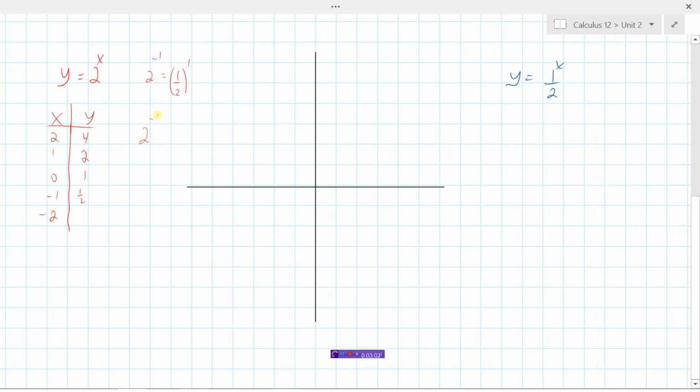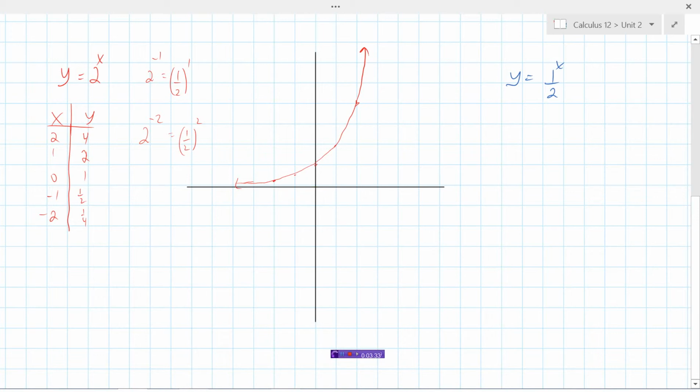And 2 to the power of negative 2 is the same thing as 1/2 to the power of positive 2. Negative exponent, reciprocal of the base. 1/2 squared is 1/4. So when x is minus 2, this y value was 1/4, negative 1 was 1/2, 0 was 1, 1 was 2, 2 was 4. And so our exponential function would look something like this.